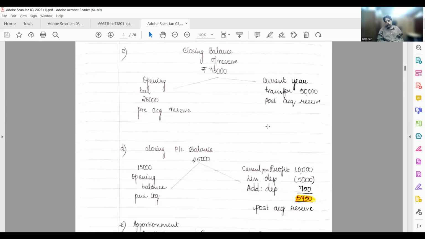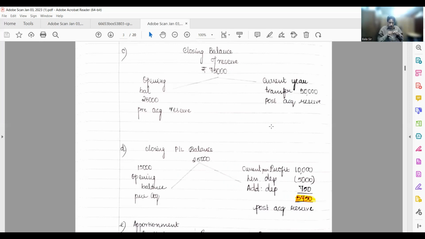Next. Point D. Closing P&L balance, nothing but balance sheet P&L amount. 25,000. And what is the opening balance? 15,000. It has to be pre. Why? Because it's a profit earned in the previous year brought forward.